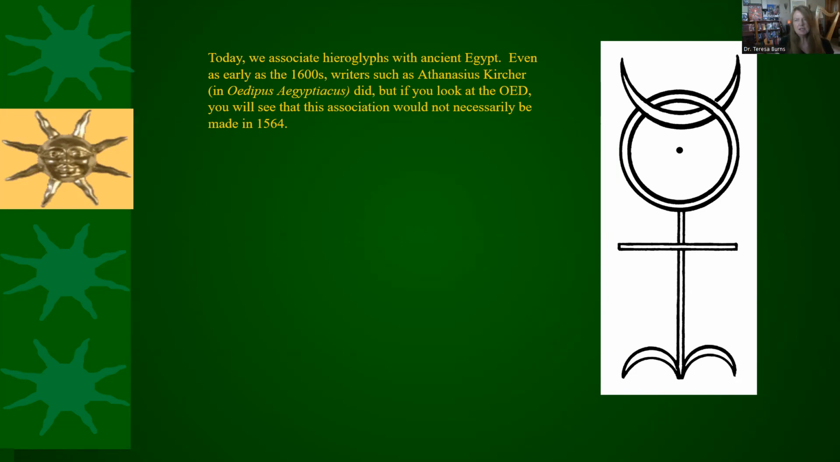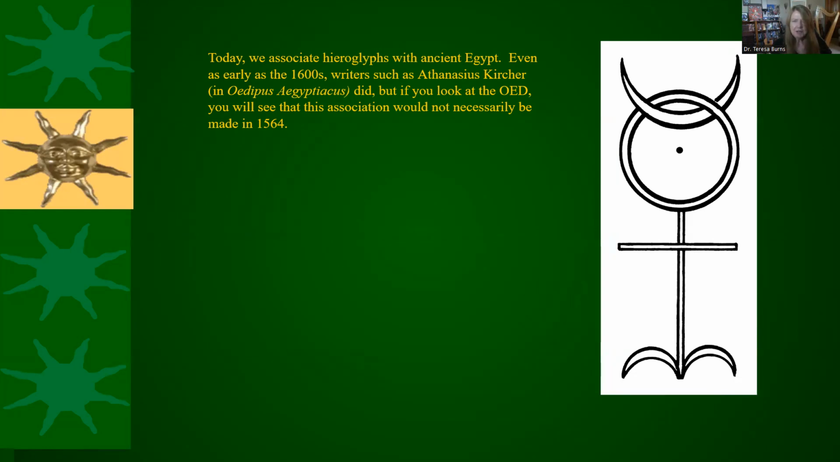until about the 1600s. Writers like Athanasius Kircher has a whole book about, it's kind of about the sacred mysteries of Egypt, except it's really not, because he gets a lot of stuff wrong. However, he also borrows a lot of stuff from Dee, like this symbol, which isn't Egyptian. So anyway, that's the 1600s.